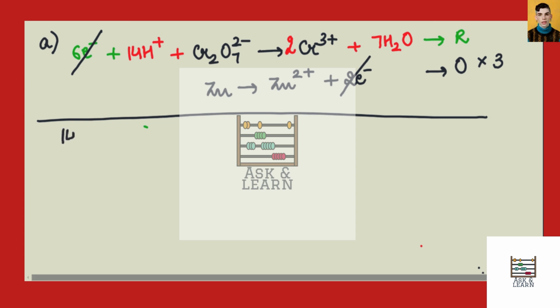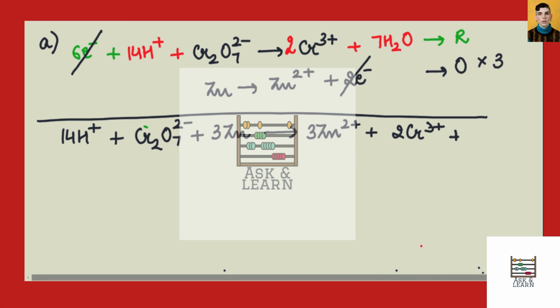14H+, Cr2O7 2-, 3 Zn goes to 3 Zn2+, 2 Cr3+, and then 7 water molecules.